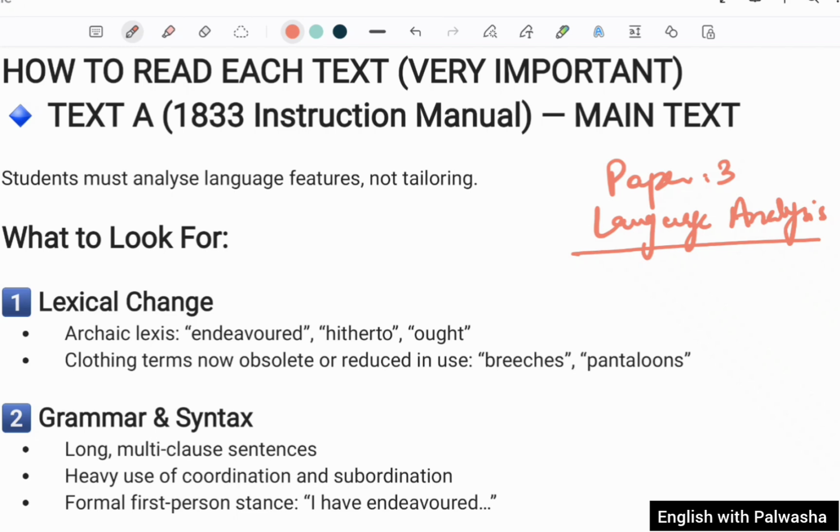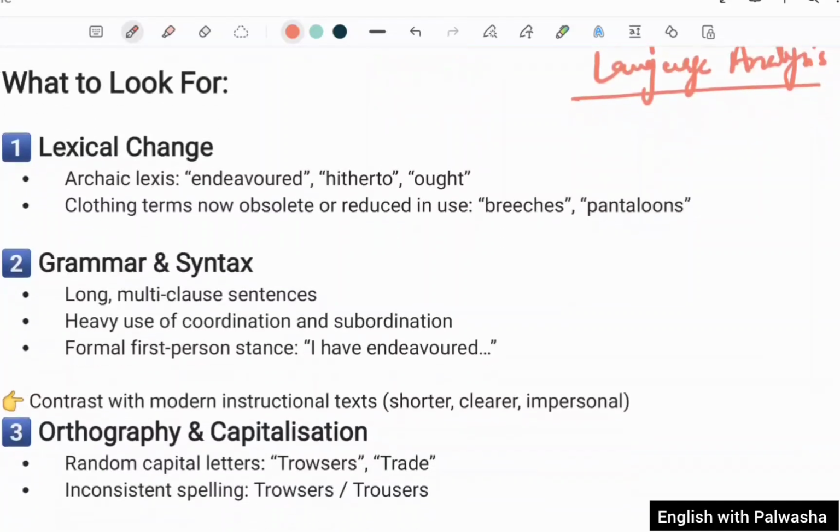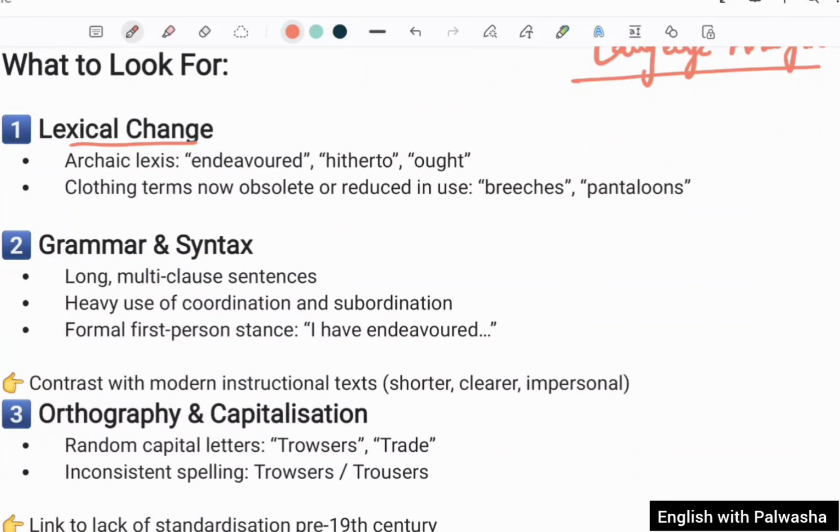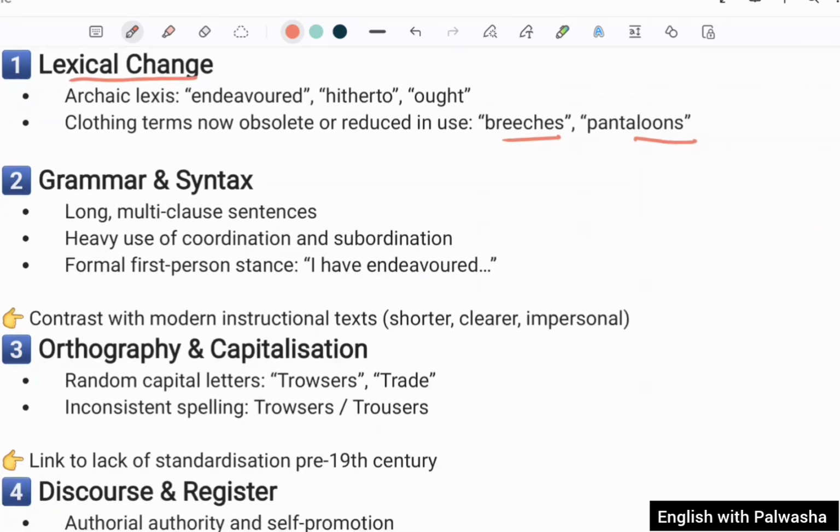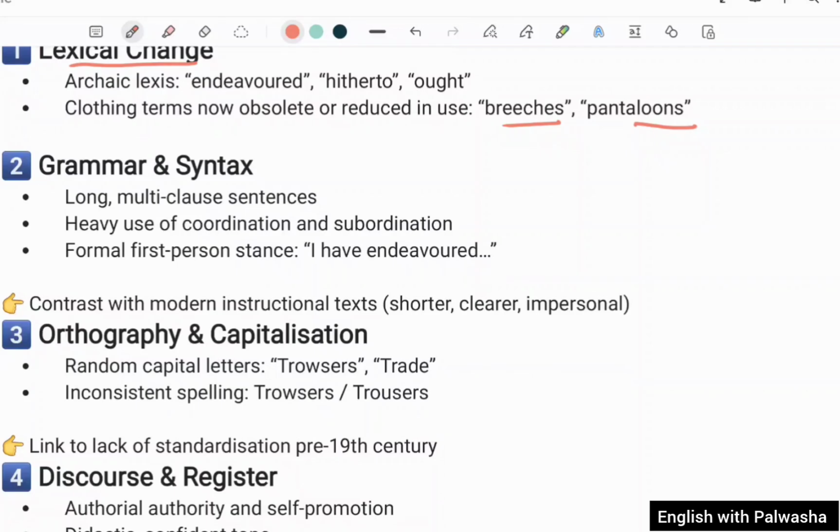Students, you have to analyze the language features, not tailoring. Keep this in your mind. What you have to look for: lexical change, grammatical change, the archaic lexis, endeavored, hitherto, ought, clothing terms now obsolete or reduced in use, like breeches, pantaloons. You have to just highlight these words and link them in your answer. Then there is grammar and syntax which you have to look for.